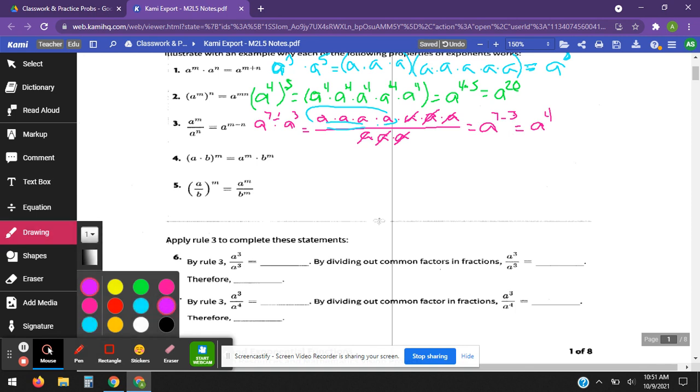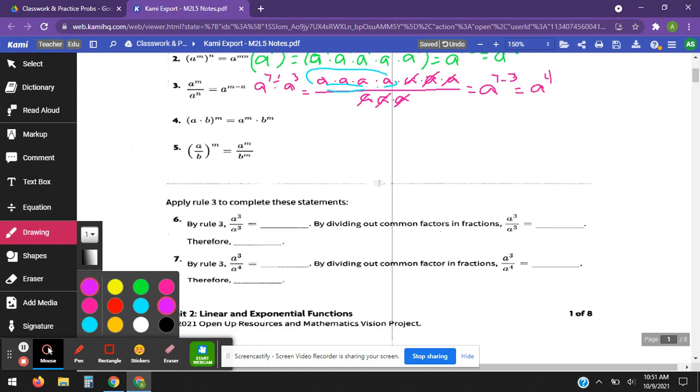Okay, the next one. A times b to the m power. So if I have the same exponents, the bases can be multiplied. So let's just do a times b to the 3rd power, which means I have ab times ab times ab. Well, multiplication is commutative, so I can rearrange these however I want. So I'm going to put all the a's together and all the b's together. And so there we have a to the 3rd times b to the 3rd.